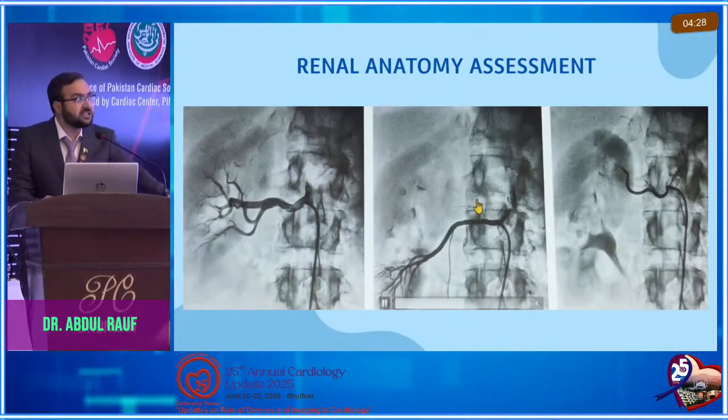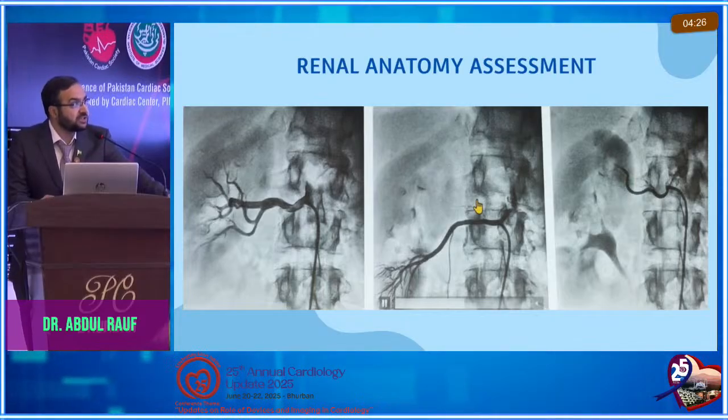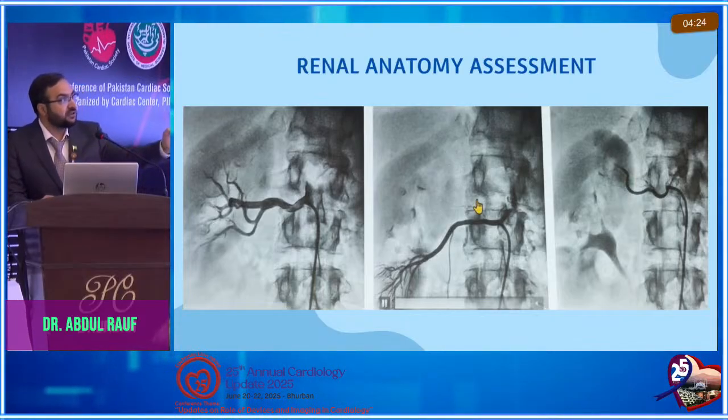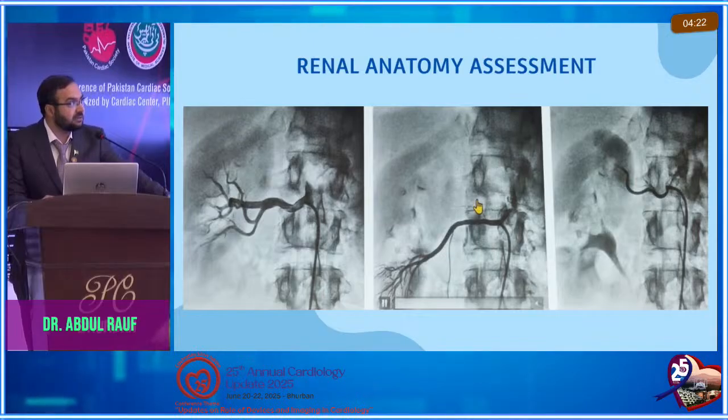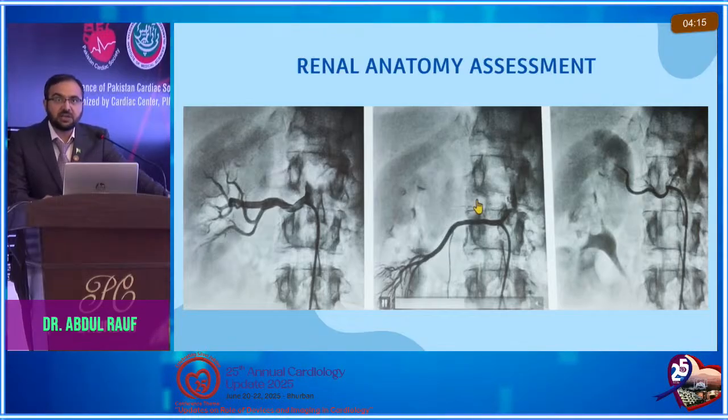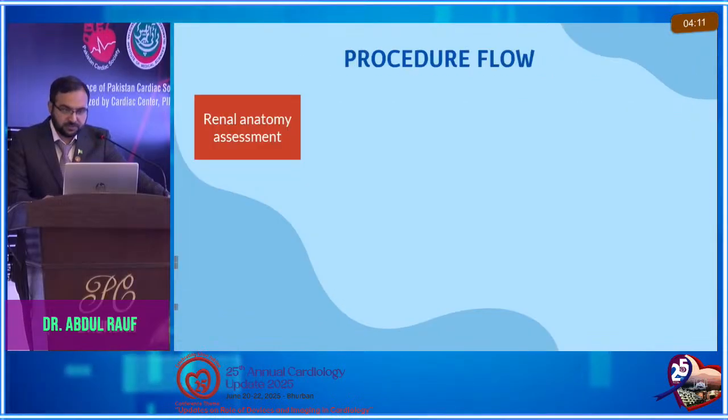If you look at this, this is the same patient. You can see 3 different arteries of the same kidney. They are accessory arteries. So when you do the renal denervation, you have to look for the accessory arteries. If you don't ablate all the arteries, it is an unsuccessful procedure.